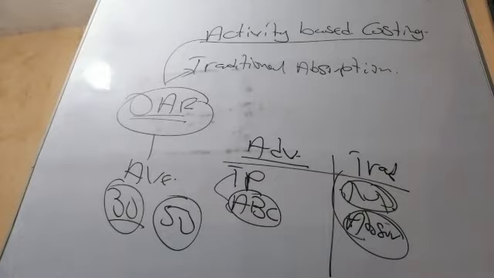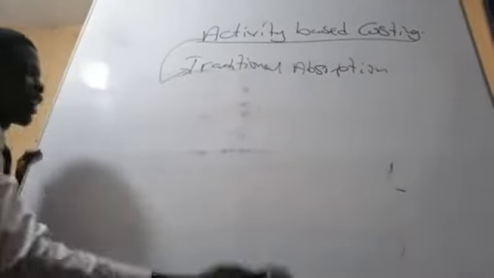Now it gives a fair base of sharing overhead cost. Fair base. The absorption gives an average base. So now there are stages or steps in activity based costing. But before I do that, I will give you a scenario on how the activity based costing system works. So give me an organization and give me any of their overhead costs.